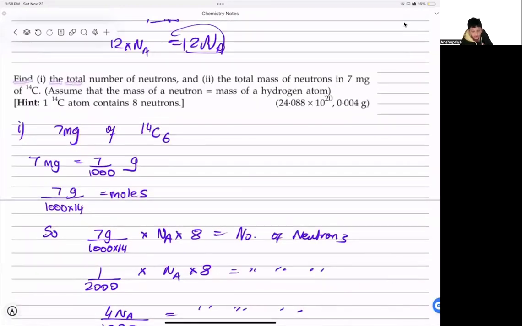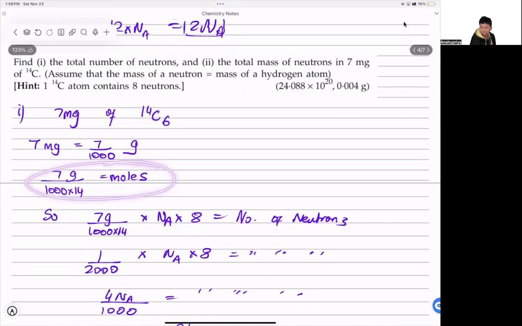Find the total number of neutrons and the total mass of neutrons in 7 mg of 14C. Assume that the mass of a neutron is equal to mass of a hydrogen atom. Hint, 14C6 contains 8 neutrons. These are the answers. So 7 mg of 14C6, because there are 8 neutrons. So 7 mg is equal to 7 by 1000 G. So how many moles?